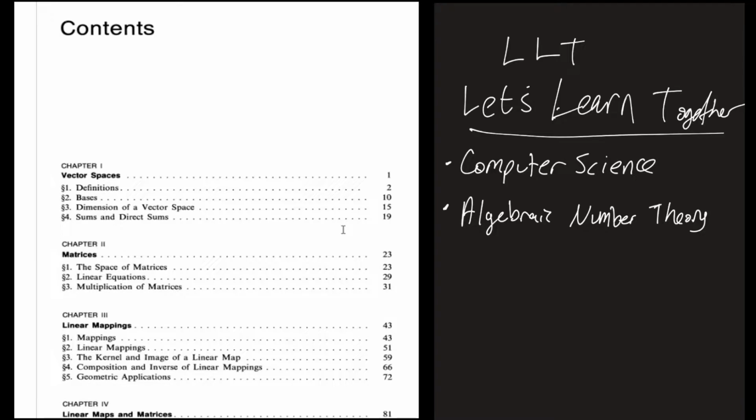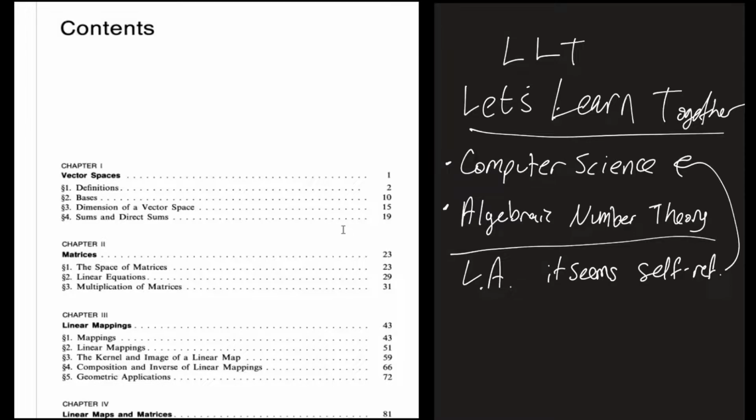And one thing I also want to mention about linear algebra, so I'll write LA as linear algebra. It seems self-referential. And I think that's why it's useful, particularly in computer science. I feel like the study of computer science is very self-referential in that sense, especially with the stories and the anecdotes that you hear about the history of computer science. So I don't think it's any coincidence that linear algebra is useful there.